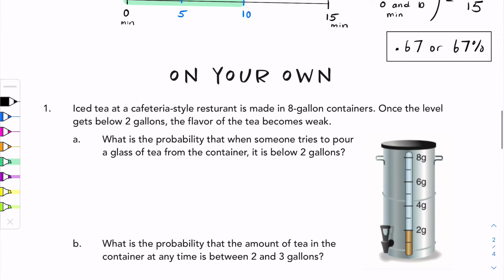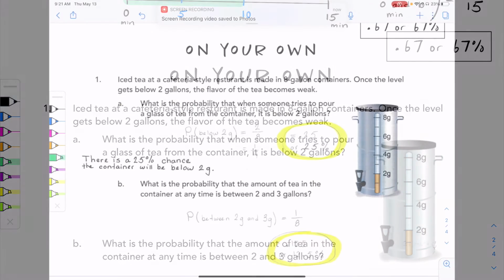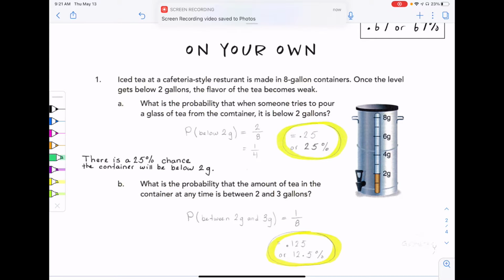I want everyone to press pause and try the on your own section by yourself. For the first problem, or part A in the on your own section, we're looking for the probability that when someone tries to pour a glass of tea from the container, it is below 2 gallons. That means it would be between 0 and 2. So on our number line, we're going to use a segment of 2 divided by the total segment length of 8 gallons. 2 over 8 simplifies to 1/4, which is 25%. So there is a 25% chance that the container will be below 2 gallons.